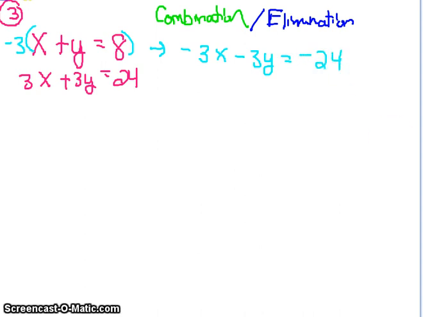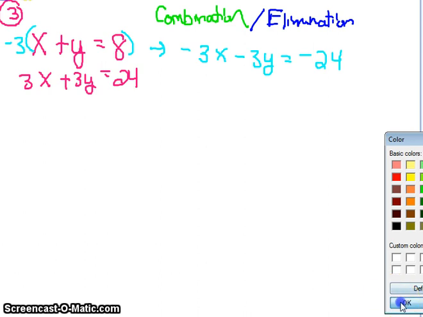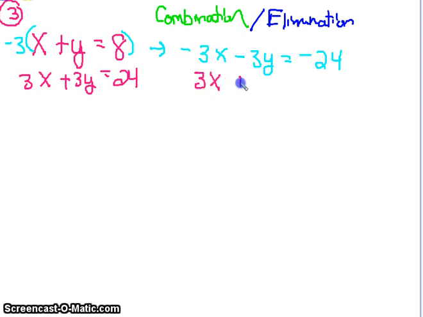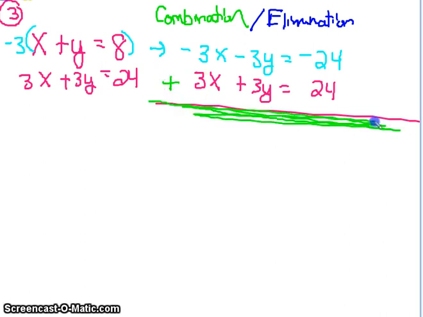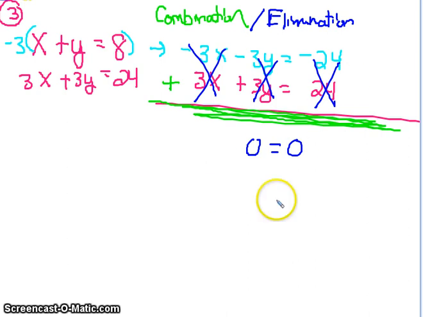And I'm sure some of you are already seeing that our other equation is positive 3x plus 3y equals 24. So what's happening here? When we combined our two equations, adding them together, everything eliminates. And so we get 0 equals 0. If everything eliminates and you get 0 equals 0, or a true statement, then this is many solutions.